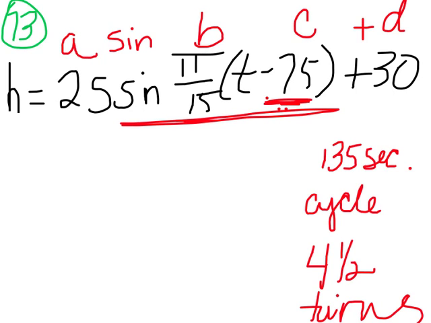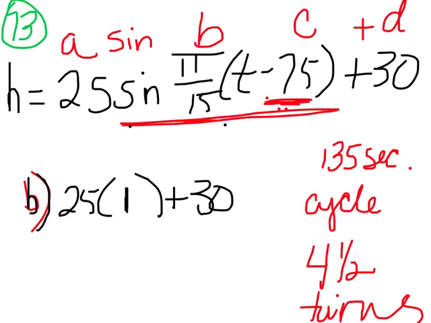Normally sine would give us that 1. This is part B. We already talked about it, but I'll put it on the video and reiterate. Normally the high value would be 1 from sine, but we would have 25 times that 1 and then add 30. So the highest it gets is 55 feet off the ground. That would be the maximum.